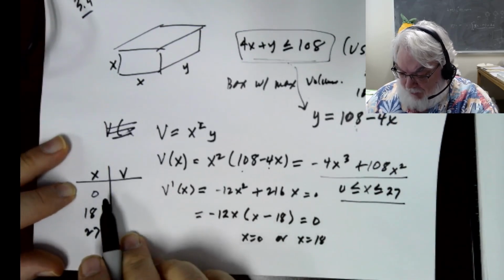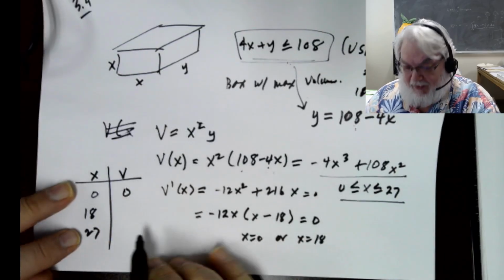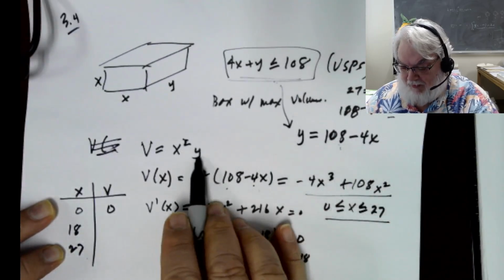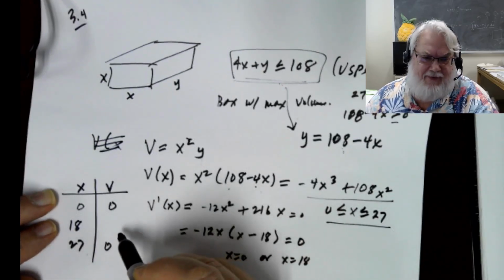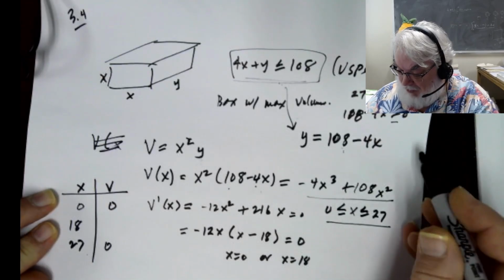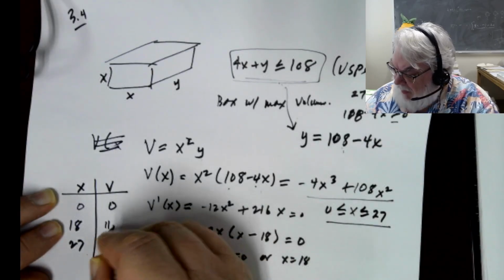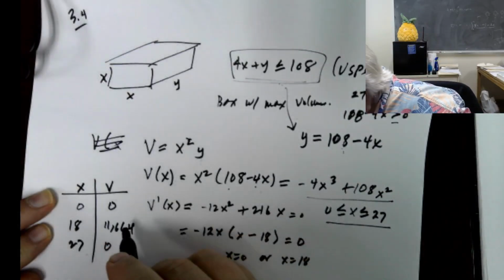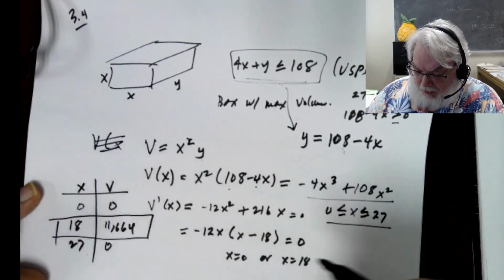If I compute my volume with x equals 0, I get 0. And if I compute my volume with 27, that makes y equal to 0, and so my volume is again equal to 0. And so really, we could have any positive number here and we would get a larger volume. I believe if you plug in 18, you get 11,664. Yes. So therefore, that's our global max.